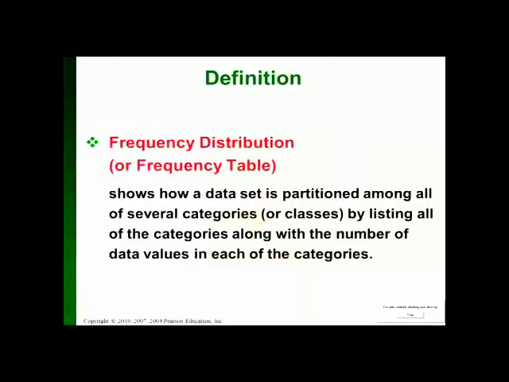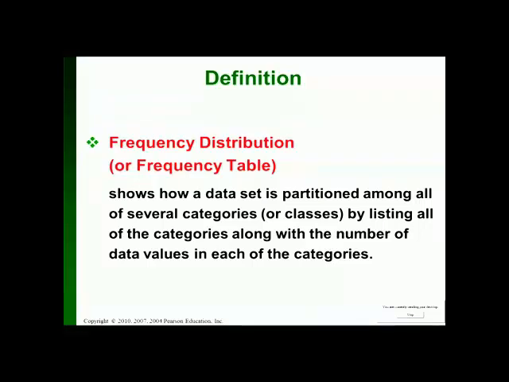The first definition is a frequency distribution or frequency table. A frequency table shows how data is partitioned among all of several categories or classes by listing all of the categories along with the number of data values in each category. I make a frequency distribution every time I give a test and I grade those tests.